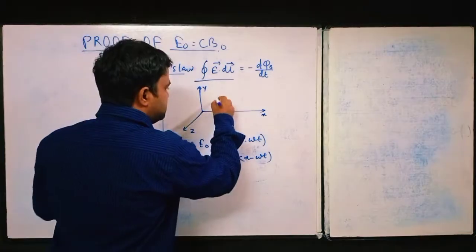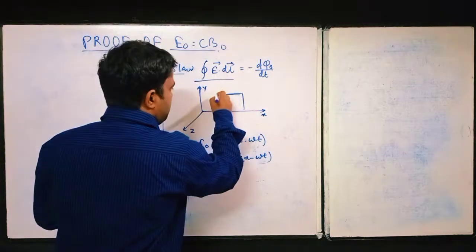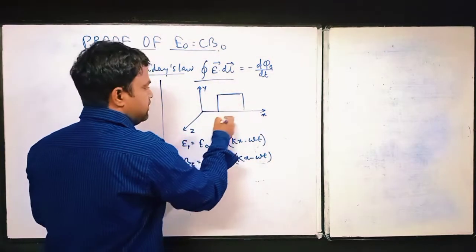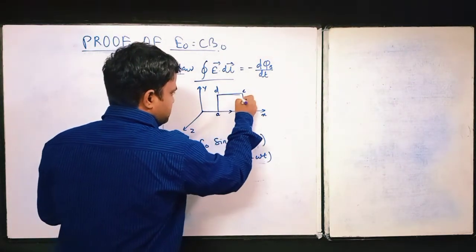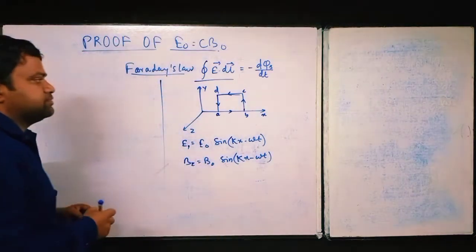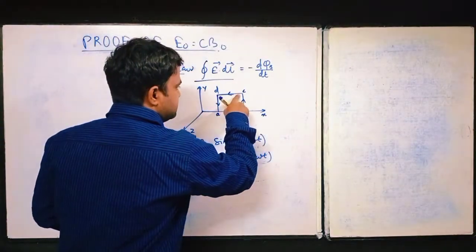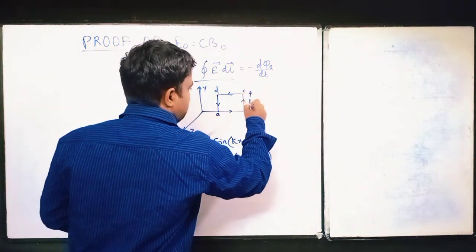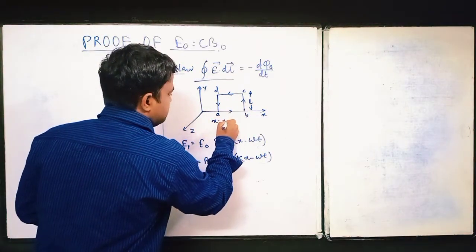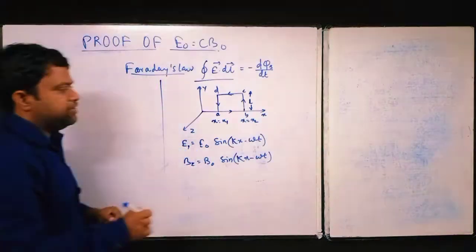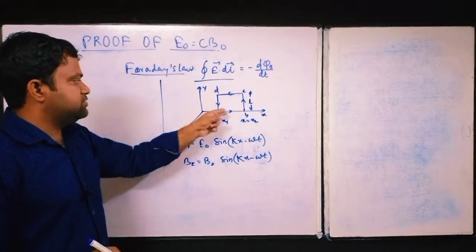Now we will imagine a rectangle that is parallel to the xy plane, and we'll calculate the integral over it. Let's say this is point A, this is point B, C and D, and we'll move along the line of this rectangle. We'll calculate the line integral for this rectangle, and let's say this height is length L. The point A is at x equal to x1, and at point B, x is equal to x2.